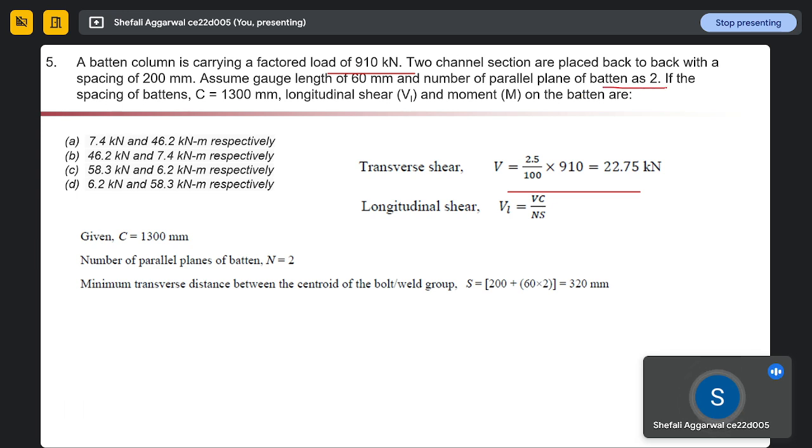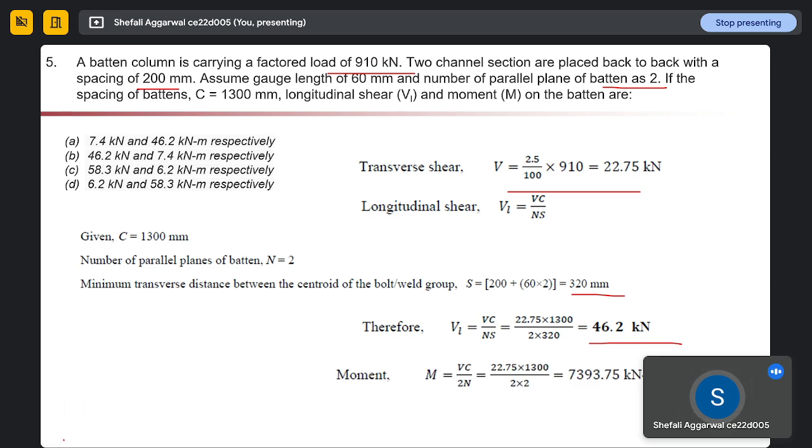and spacing S we can calculate as 200 plus 2 times of gauge length, right? So S will be 320 mm. So from there you can calculate the longitudinal shear. That will be 46.2 kilonewton. Next is the what we have to calculate. We have to calculate the moment. So moment will be given by VC divided by 2N, same as we have done in that example. So N is 2, V is calculated 22.75 and C is 1300. So we can get the moment value as 7.4 kilonewton meter. Okay.